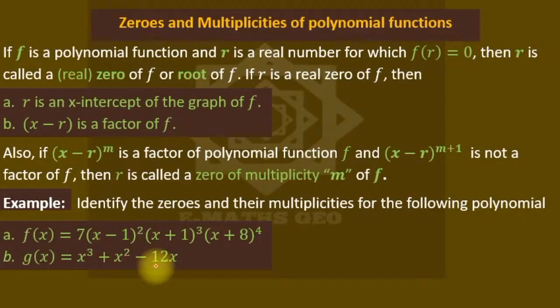Also, if x minus r raised to power m is a factor of a polynomial function f, and x minus r raised to power m plus 1 is not a factor of f, then r is called a zero, that is a root, but it has a multiplicity of m. So I'll use this example to explain.